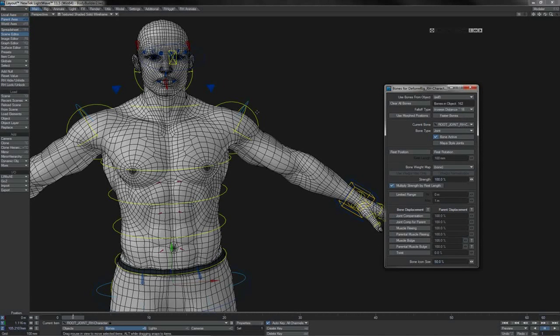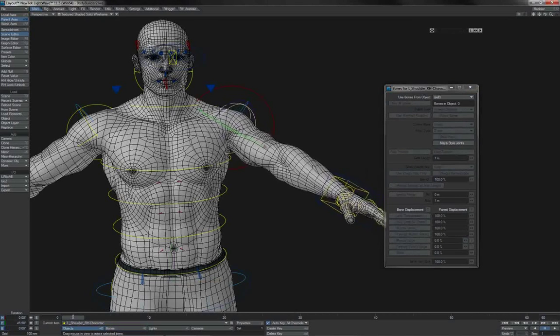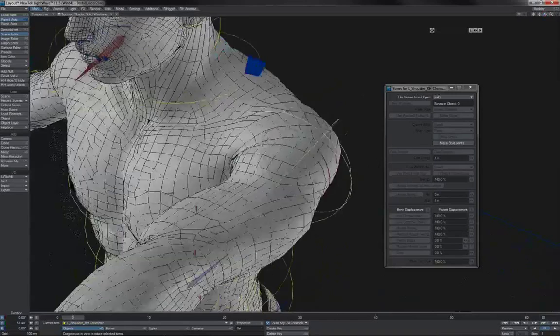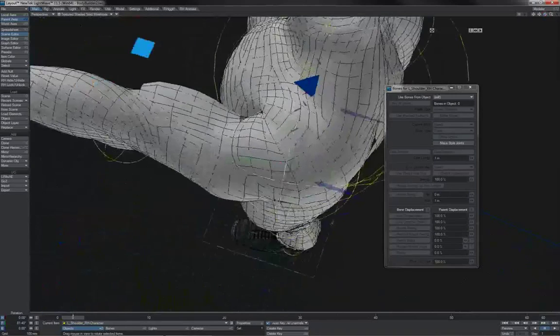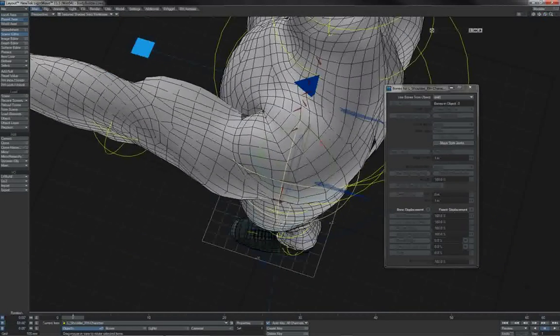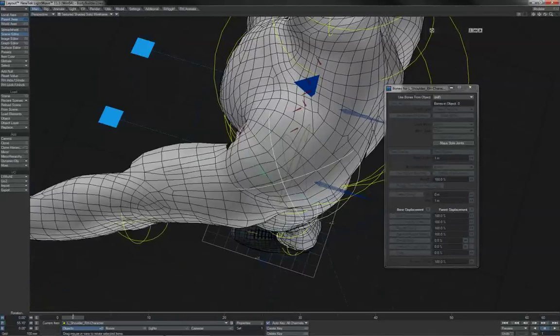For instance, on this fella here, I'm just going to bring his arm around in there on pitch, and if we take a close look, we can see that we're getting a bit of pinching in there at the shoulder, again down to the density, unfortunately.